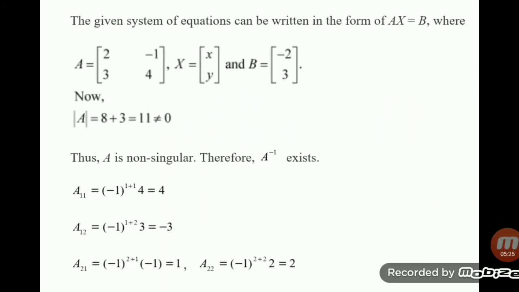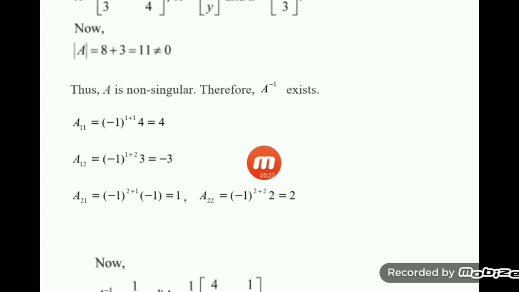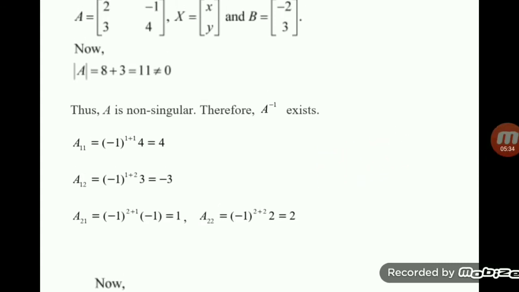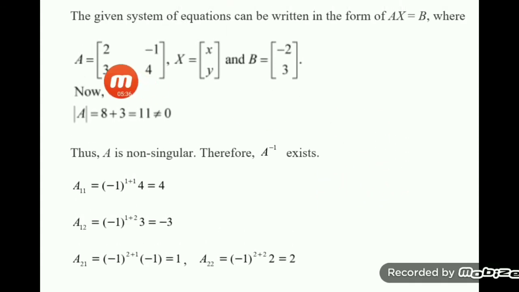Since it is not equal to 0, the inverse exists and the solution is given by X equal to A inverse B. Our aim is to get the value of A inverse. So for that purpose, we are going to find out the cofactors. What is the cofactor of 2? Cofactor of 2 is plus 4. Cofactor of minus 1 is minus 3. Cofactor of 3 is plus 1. Cofactor of 4 is 2.